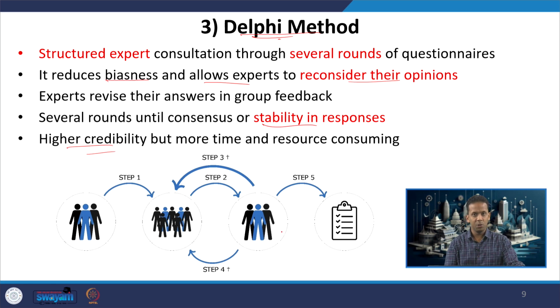As you can see in the pictorial representation, like step 1, step 2, step 3, there is a feedback loop where the group feedback is sent back to the group so that experts get a chance to revise their answers if they want to change their opinion. So, when it goes in a feedback loop, it will take more time and more resources, but it will have a higher credibility. So, these were the 3 types of ad hoc methods.